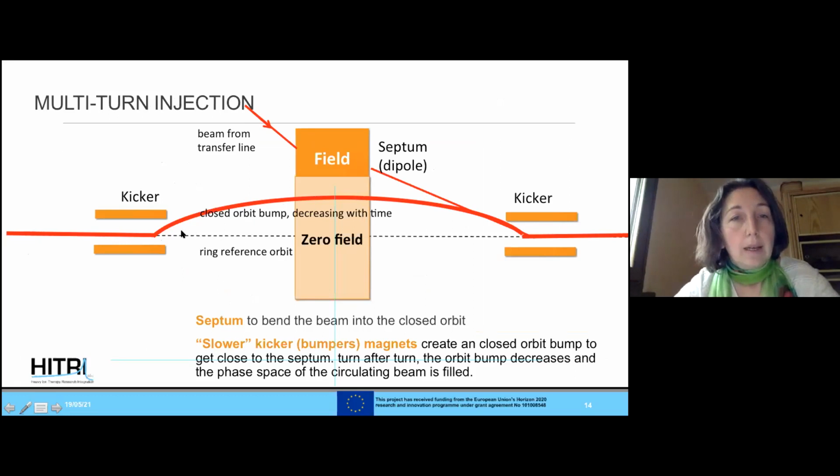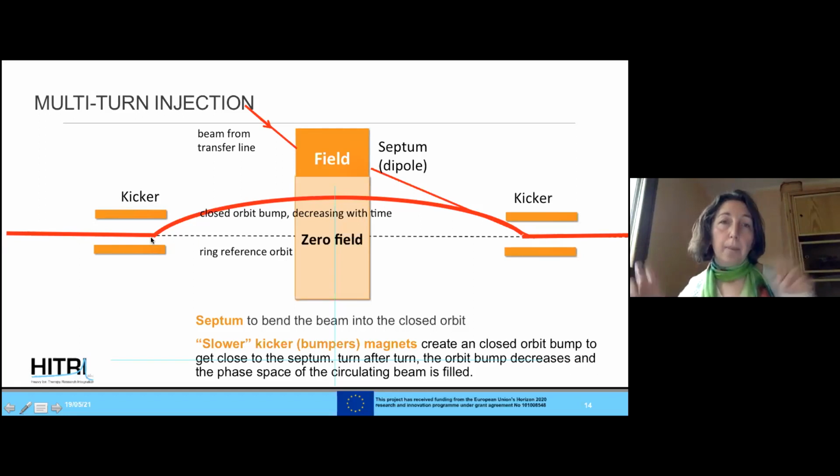But now we have at least 2 kickers. Sometimes we have 3 or even 4. That creates the so-called orbit bump. So it gives a kick that bends the beam up, makes this bump, and finally is brought back to the reference orbit by another kicker. Like this, you can get closer to the septum with the orbit, and you can inject in this way. Now, turn after turn, this bump will decrease, allowing you to inject multi-turns.